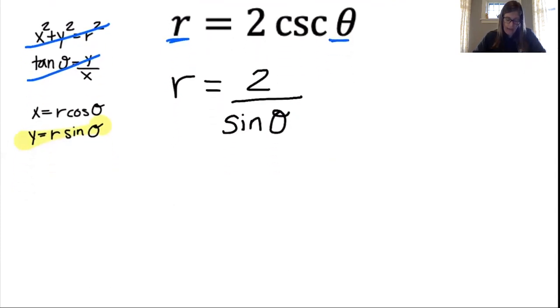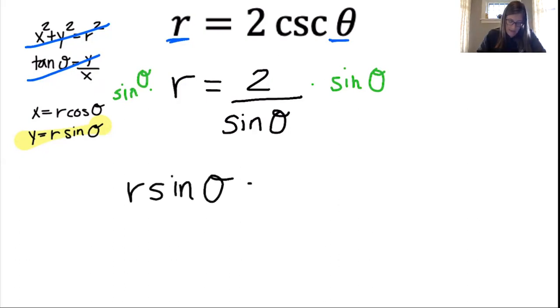Well, right now, sine theta is in the denominator, and r and sine are on opposite sides of the equation. But if I were to just multiply both sides by sine theta, then I would end up with something like r sine theta on the left, and my sine thetas would cancel over on the right. R sine theta equals 2.